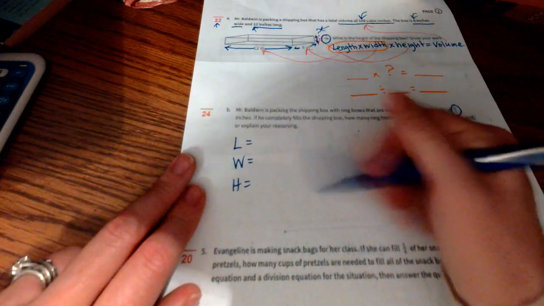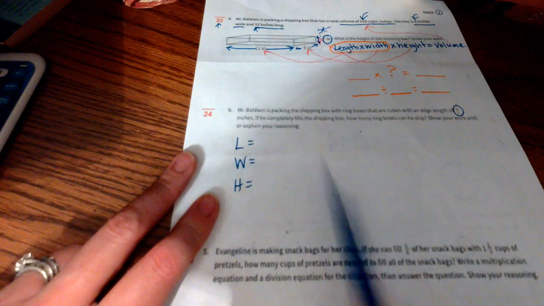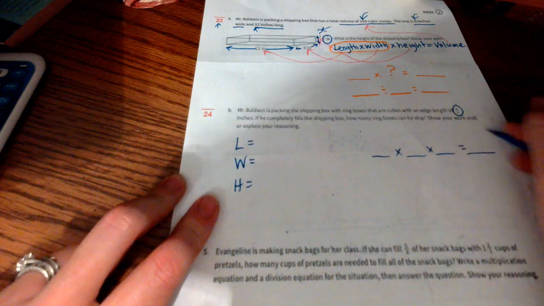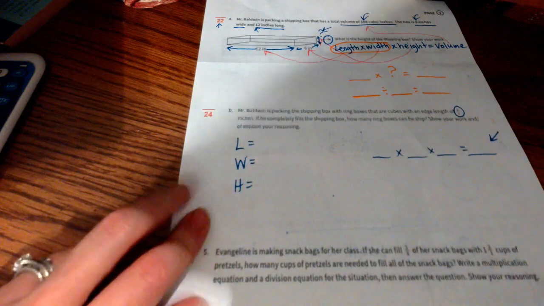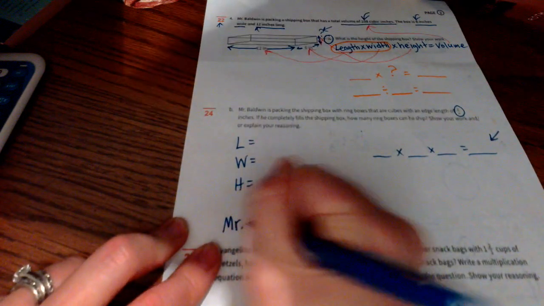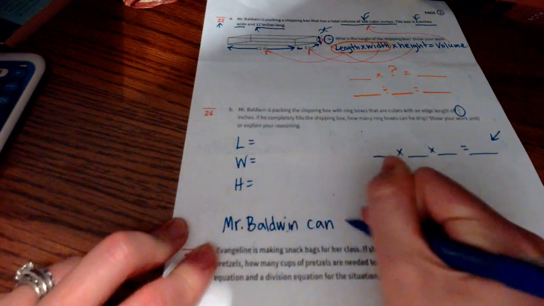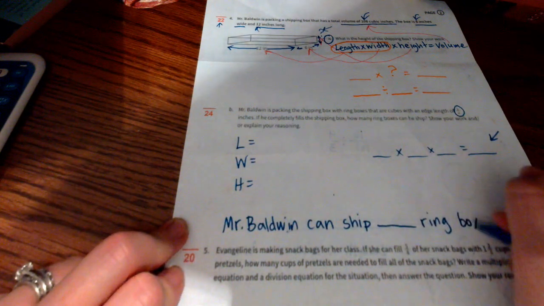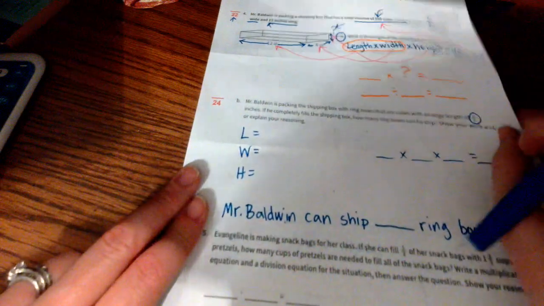And then you're going to take all of those values that you get after you divide the length by 3/2, the width by 3/2, the height by 3/2. You're going to take all of your quotients and you're going to multiply them together. And that's going to tell you how many ring boxes can he ship. So then in the end, you're going to say, Mr. Baldwin can ship blank ring boxes. Okay. I showed you exactly how to do this in the study guide.